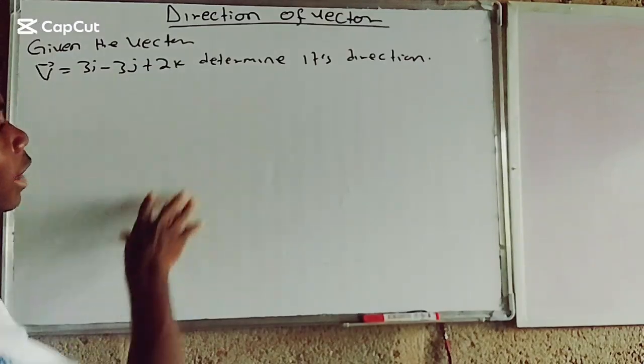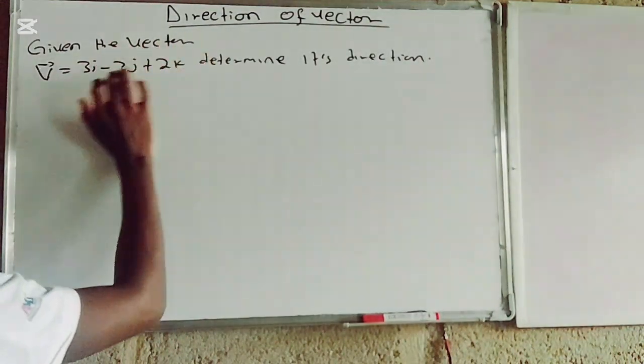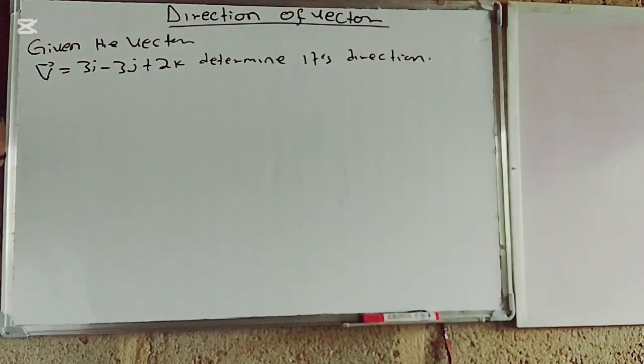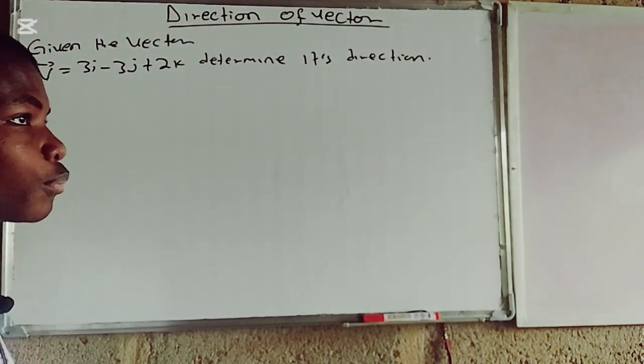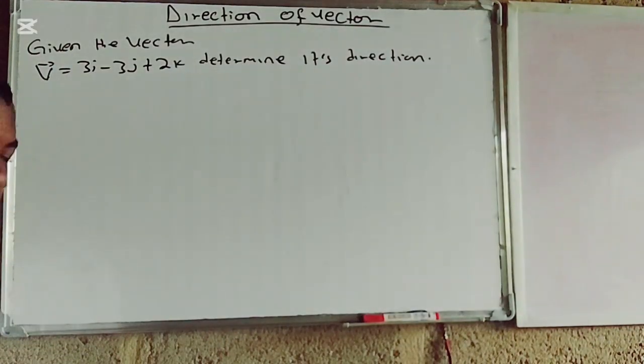Still on that vector, direction of vector. So we are given the question: given the vector 3i minus 3j plus 2k, we are to determine the direction of this vector. So why do most students find difficulty with the direction of vectors?